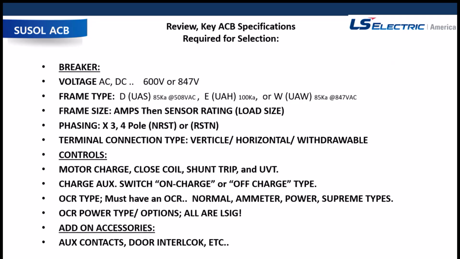OCR type: you must have an OCR, so you can't order an air circuit breaker without one. Again, they're normal, ammeter, power, or supreme types. Usually the customer defines what features they need. OCR power type options are all LSIG. So long thermal, short thermal, instantaneous, and ground are all in all of our OCRs.